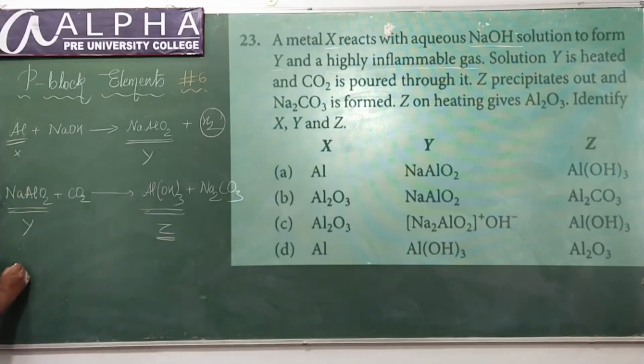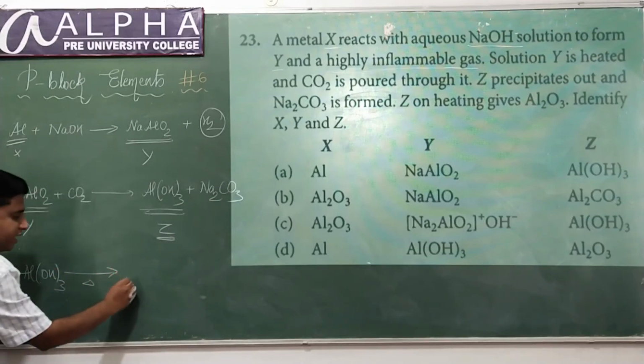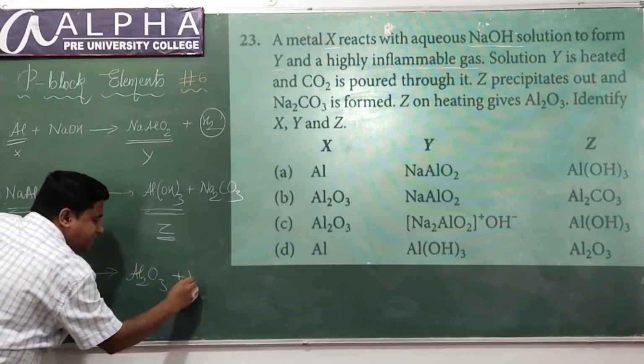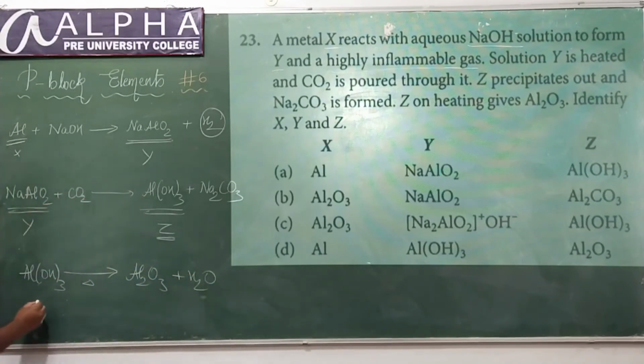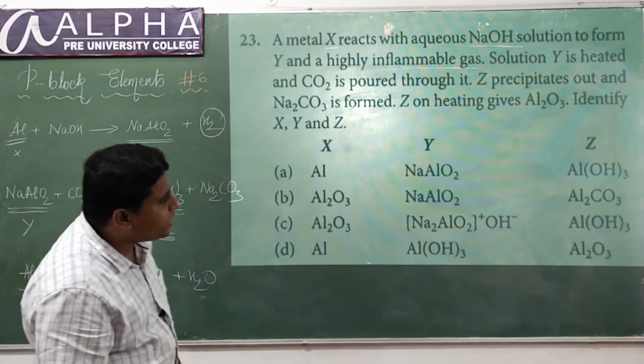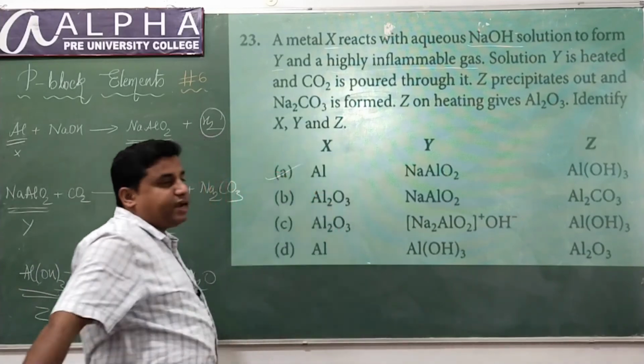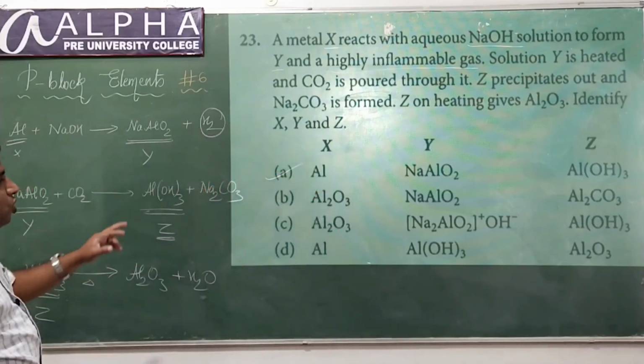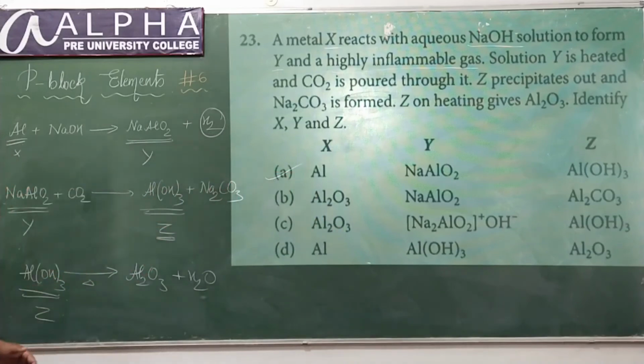Now, Al(OH)3, upon heating it gives what? Al2O3 plus H2O. Observe the next statement. Z, this is Z, isn't it? Z on heating gives Al2O3. So you have to identify X, Y and Z. What is X? Aluminium. What is Y? NaAlO2. And what is Z? Al(OH)3. Therefore what is the correct answer? Yes, option A is the correct answer. So X is aluminium, Y is sodium aluminate and Z is aluminium hydroxide.